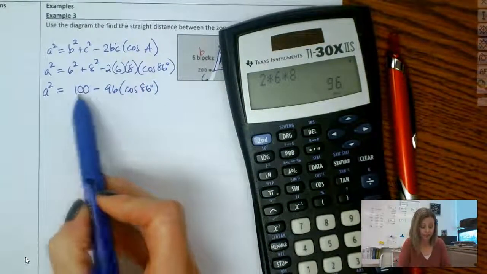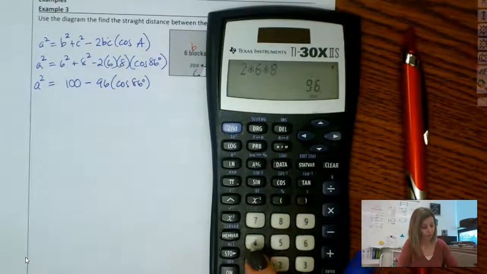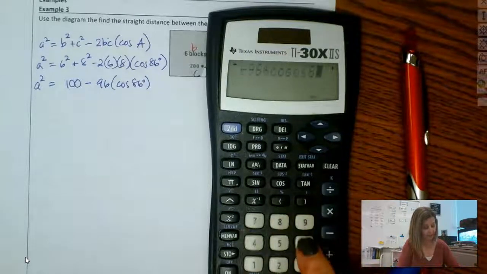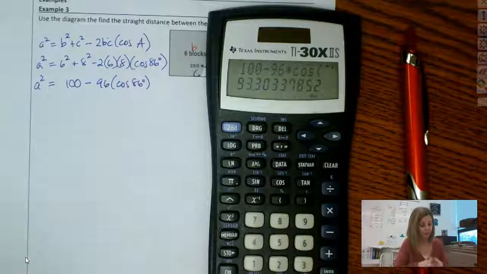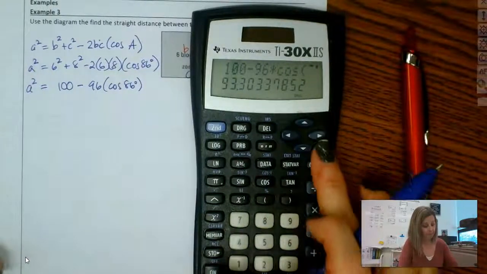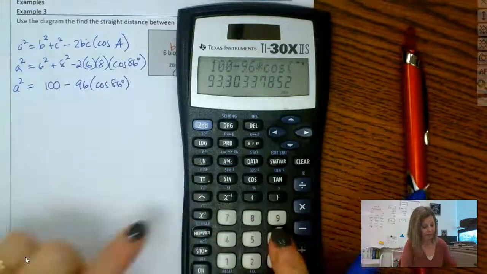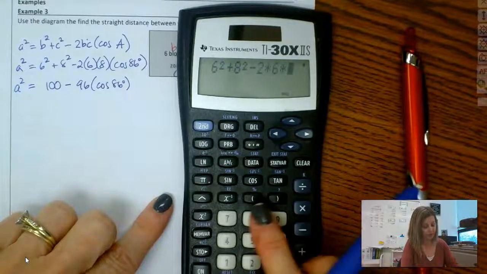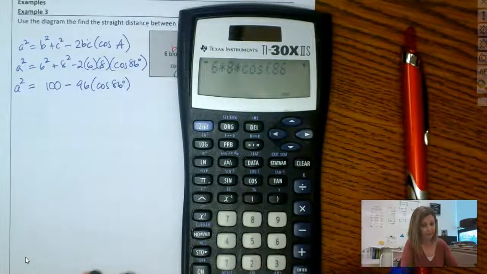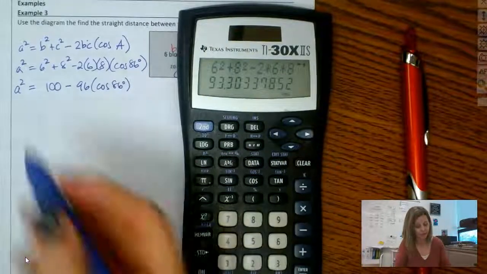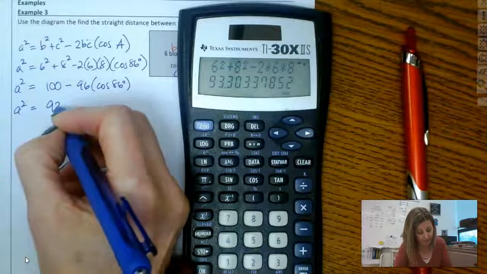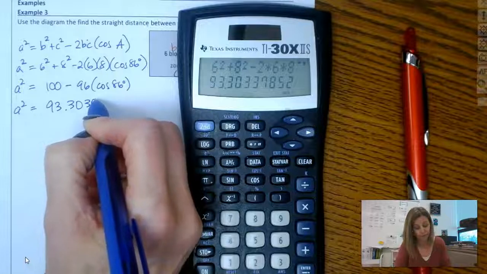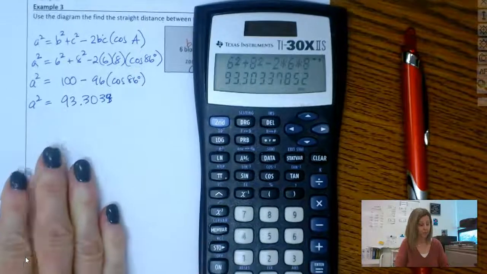It's a little easier to see. These are all just numbers, okay? So I could just do 100 minus 96 times cosine of 86. It'll just consolidate into one number. And for that matter, if I back up, I could have from the very beginning just typed this in, 6 squared plus 8 squared minus 2 times 6 times 8 times cosine of 86. Okay, I get the same thing. So a squared equals 93.3033 or 34.